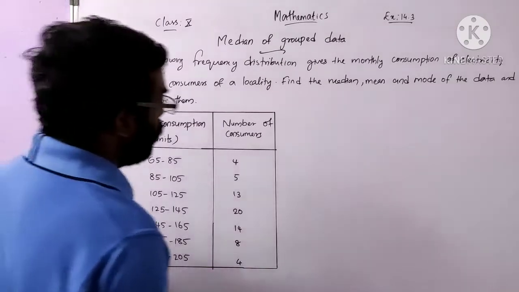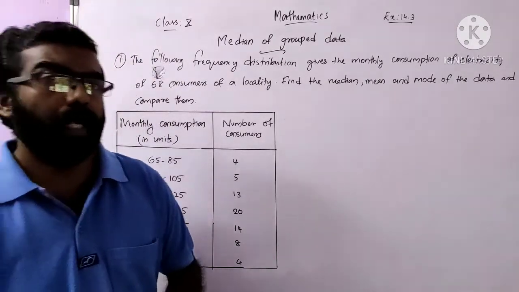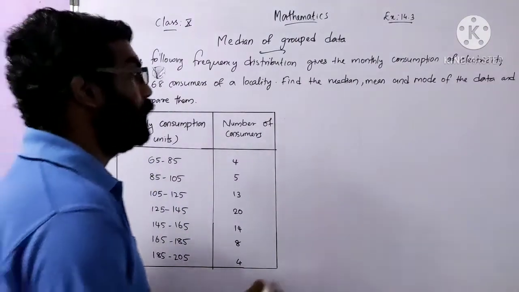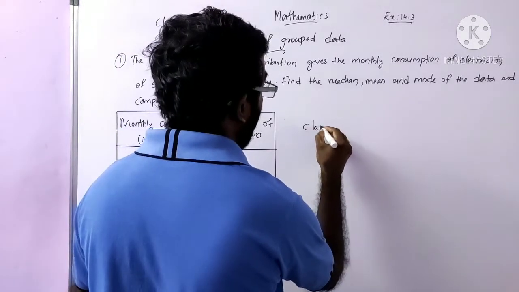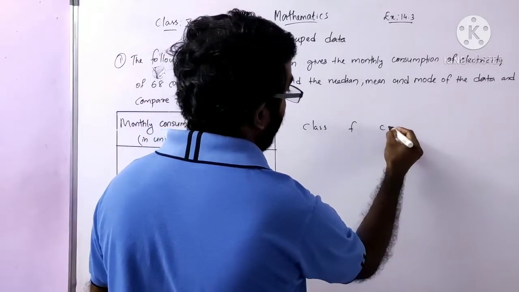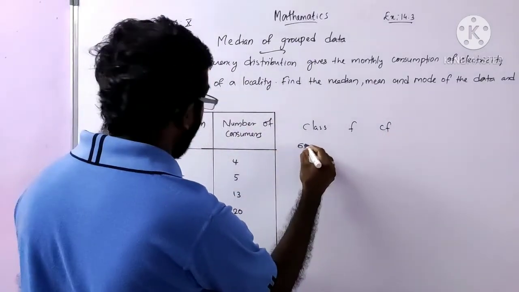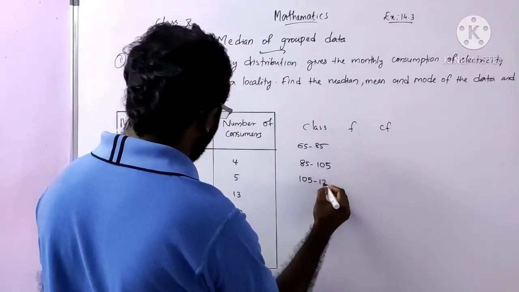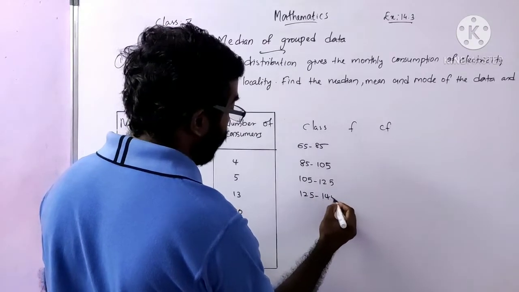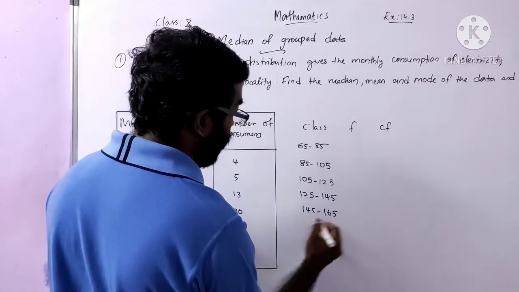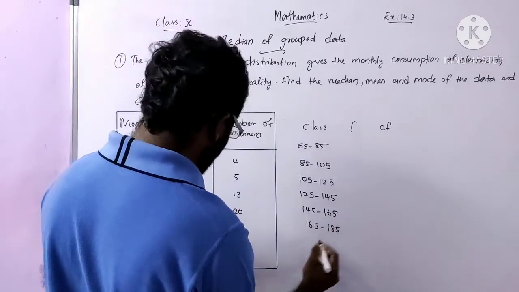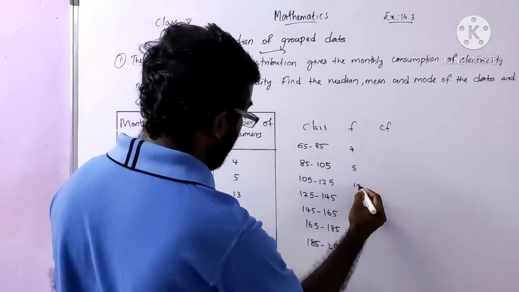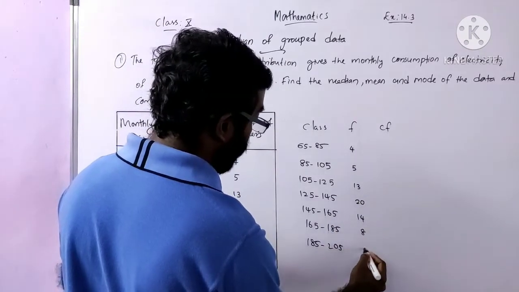So here, first of all we have to locate the median class. For that we have to find the cumulative frequency first. So we can redraw the table: class interval, then frequency, then cumulative frequency Cf. The classes are 65 to 85, 85 to 105, 105 to 125, 125 to 145, 145 to 165, 165 to 185, 185 to 205. Corresponding frequencies are 4, 5, 13, 20, 14, 8, 4.